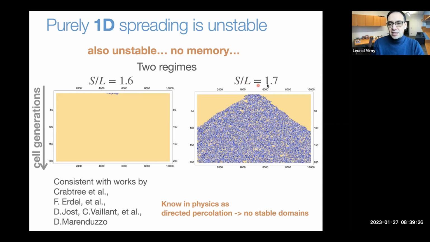On the right, you see a slightly increased S over L parameter, and in this case, the mark spreads like a forest fire through the whole system. And this is characteristic of 1D spreading. So in the absence of other one-dimensional marking on the system, for example, in the absence of obstacles of any sort, the system will not be able to maintain the memory by itself. It either loses the marks or everything gets marked.